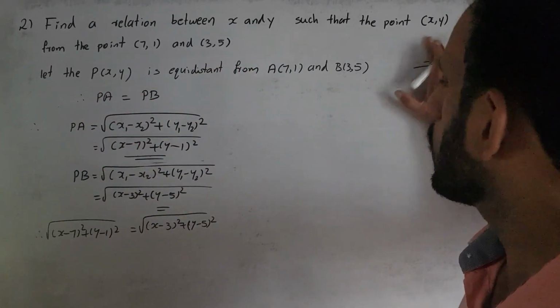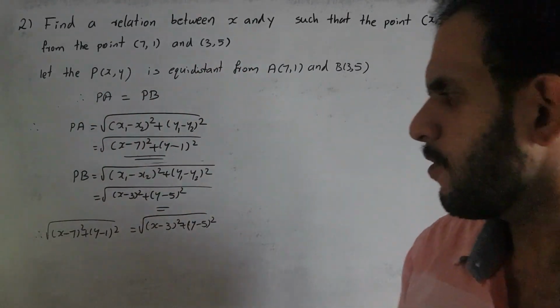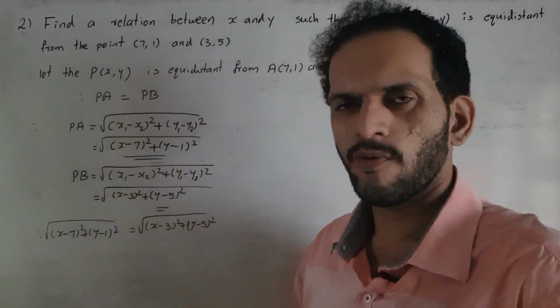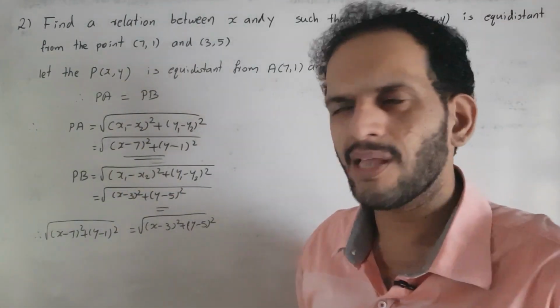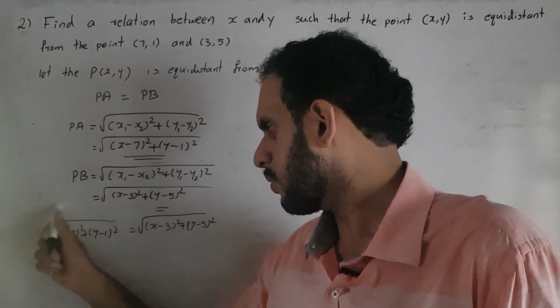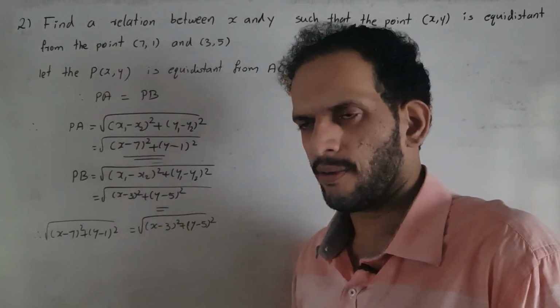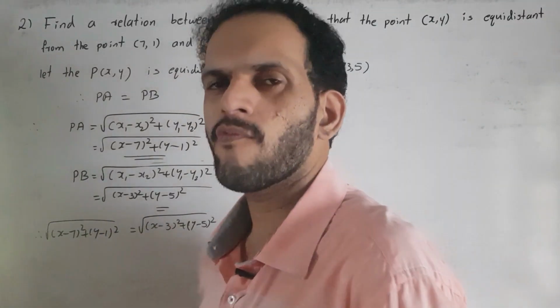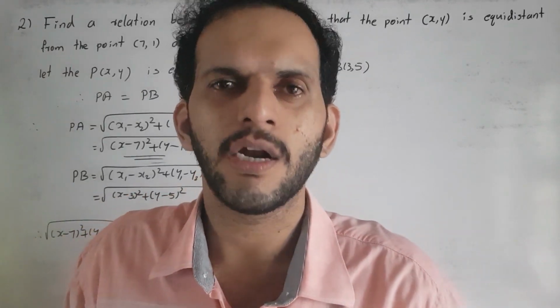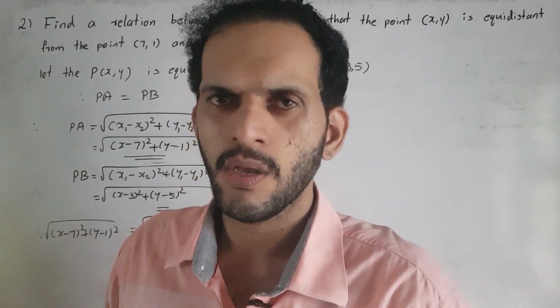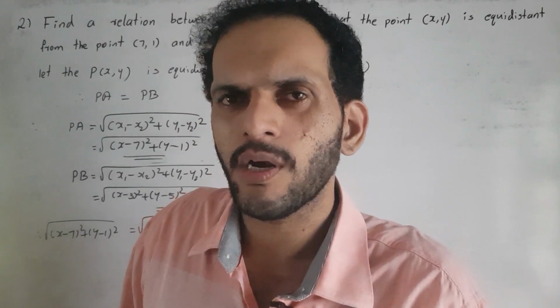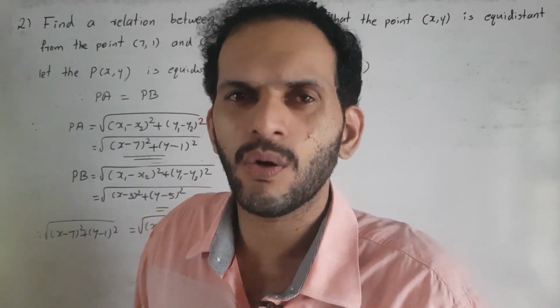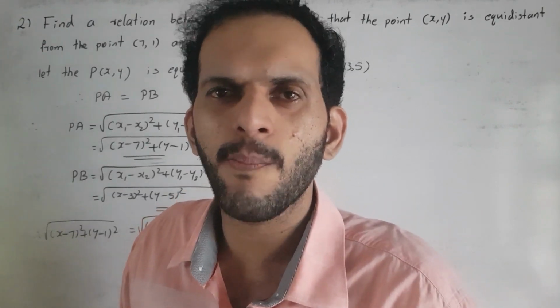ഓക്കെ, so for getting that, for finding the relation, we want to make an equation. For that we need to remove the root from both sides. Okay, നമുക്ക് ഇക്വേഷൻ ഫോം ചെയ്യാൻ വേണ്ടിയിട്ട് എന്ത് ചെയ്യണം? റൂട്ട് രണ്ട് സൈഡ് നമ്മൾ റിമൂവ് ചെയ്യണം. Okay, then how do we remove the root? For removing the root, we square on both sides.